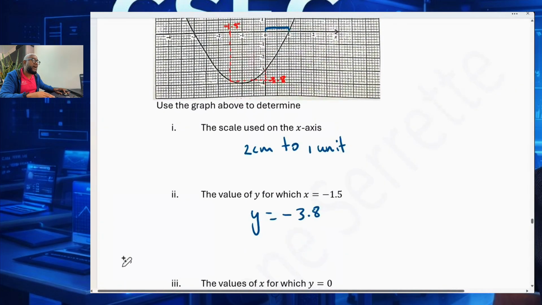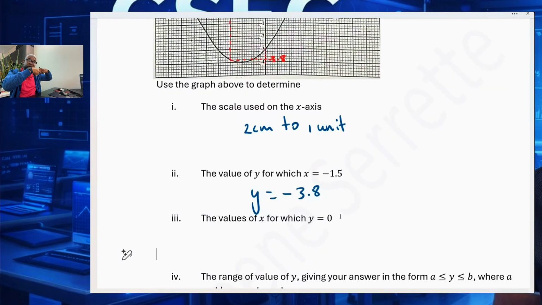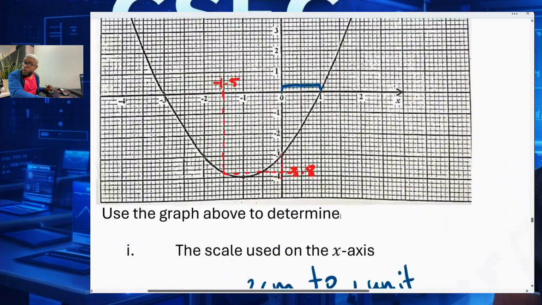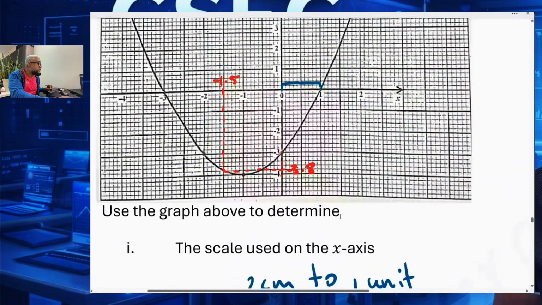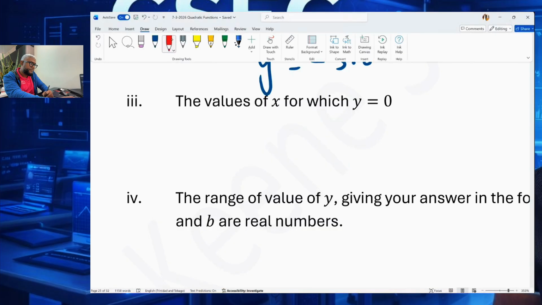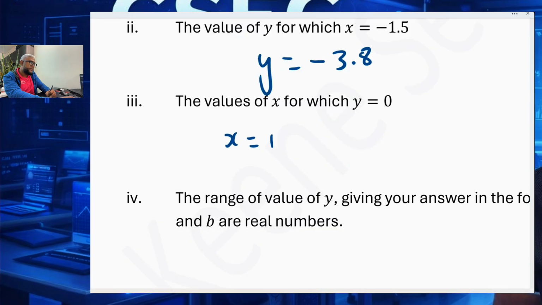Which are our x-intercepts? Our x-intercepts, which is what they are asking for in part 3, the values of x for which y is equal to 0. Y is equal to 0 on the x-axis, right? So my x-intercepts will be x is equal to 1 and x is equal to negative 3.